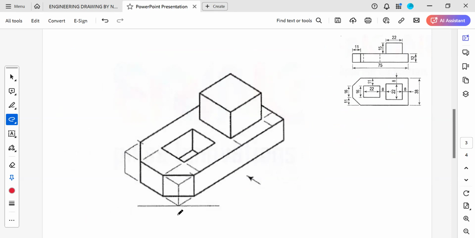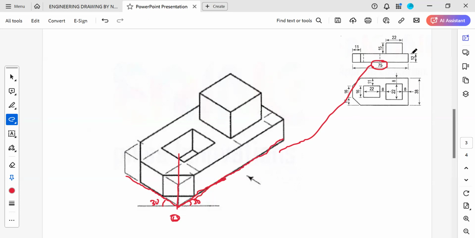So this is the starting point O. At this point you draw the vertical axis. At this point you draw a 30 degrees line. This is a 30 degrees line. At this point you draw the 30 degrees axis line. So on the 30 degrees axis line you measure, in the front view, the dimension is given as 75. So you measure 75 here.